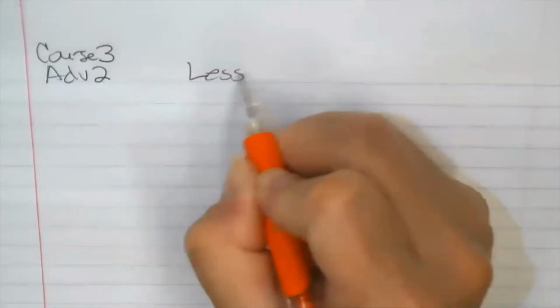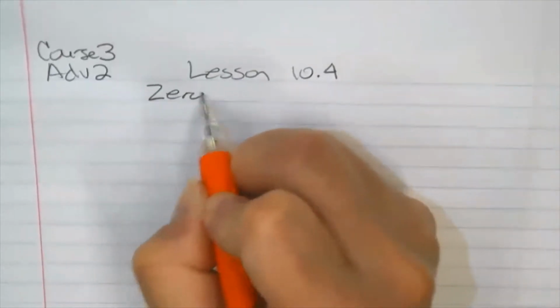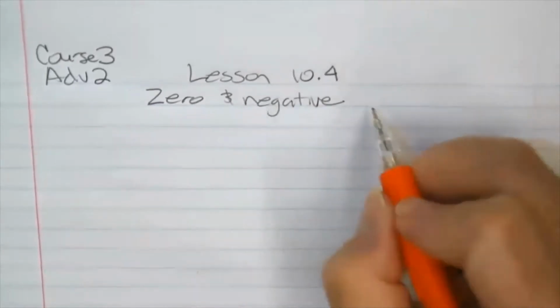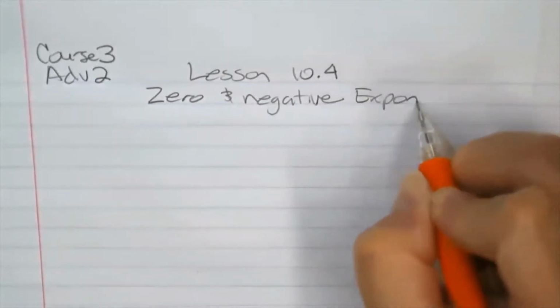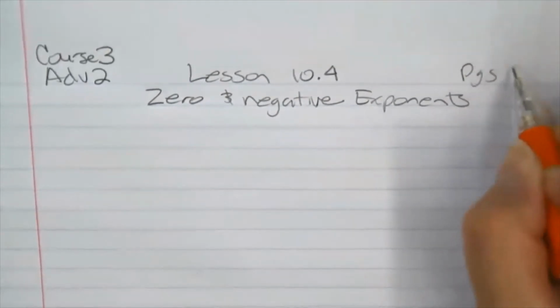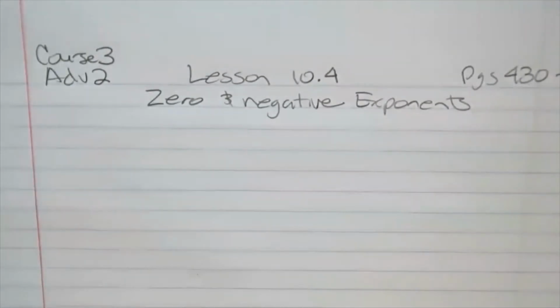Okay, if you are in 7 Excel, we are working from the Advanced 2 textbook. If you are in Math 8, we are working from the Course 3 textbook. We are doing lesson 10.4, 0 and negative exponents, and they can be found on pages 430 and 431.